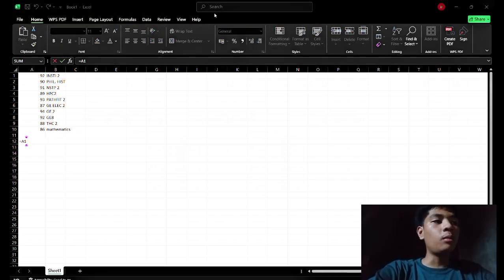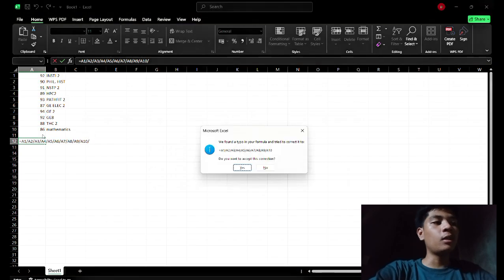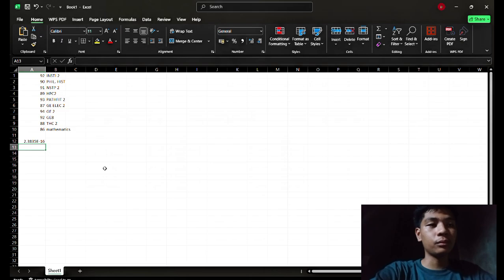Next, the division formula. Just like the others, in an empty cell, just type equal sign A1 divided by A2 divided by A3 divided by A4 divided by A5 divided by A6 divided by A7 divided by A8 divided by A9 divided by A10, and the total will come out.